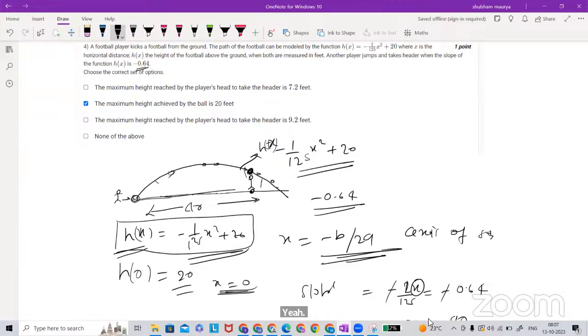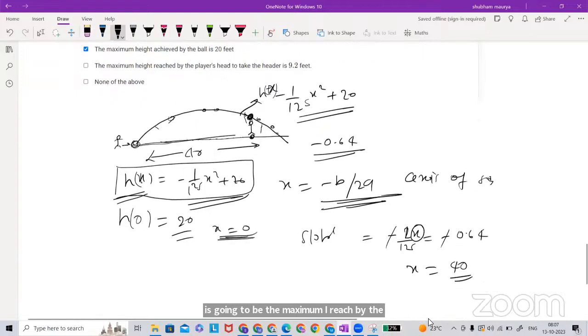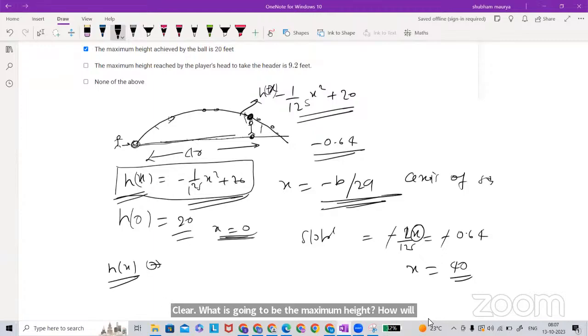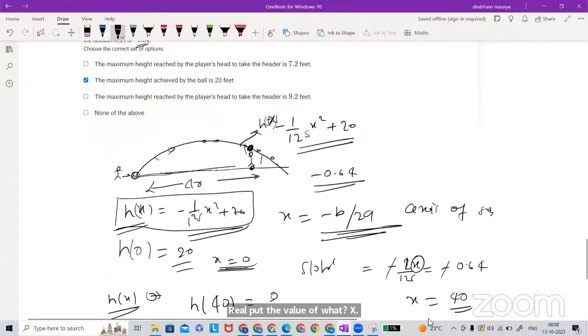No, not the maximum height of the ball; the value of h at x is the height of the football each time. The same player, if he jumps, then what is going to be the height? That is the height he is able to reach, then he is able to take the header. So that is going to be the maximum height. You can substitute here the value 40. You will get the value, whatever the answer comes. That is your answer.